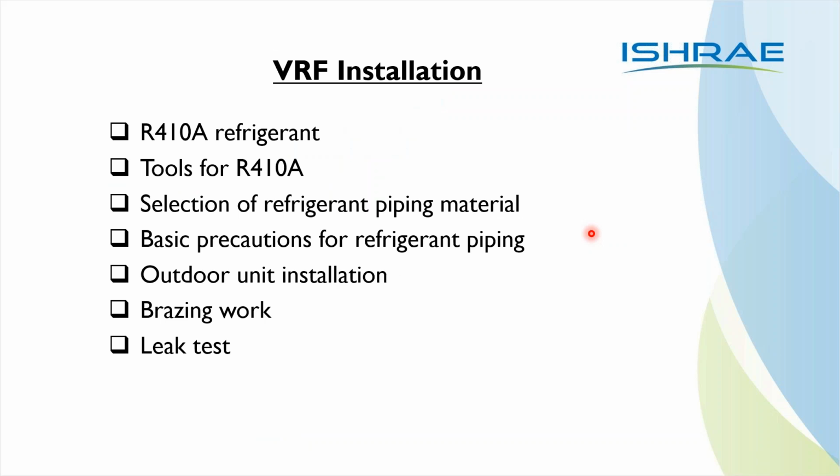R410A refrigerant. What are the various tools that you require? Now, selection of refrigerant piping material. Earlier there were some brands which were using R407C, but now I don't see any brand using R407C. Most of them have the common refrigerant R410A. So what is an R410A refrigerant? Let us understand what the tools required are, then selection of refrigerant piping material, precautions that we take while doing refrigerant piping, outdoor unit installation, brazing work, and finally leak test. These are some of the important, good practices that we will understand how to do.